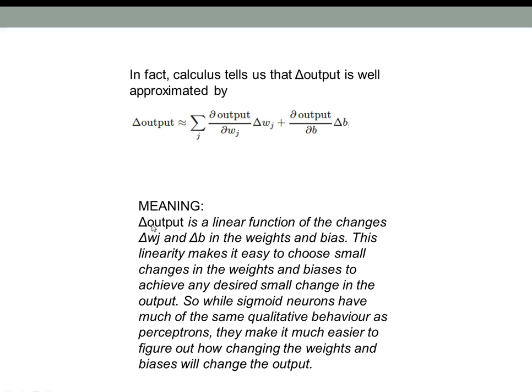So while sigmoid neurons have much of the same qualitative behavior as perceptrons, they make it much easier to figure out how changing the weights and biases will change the output.